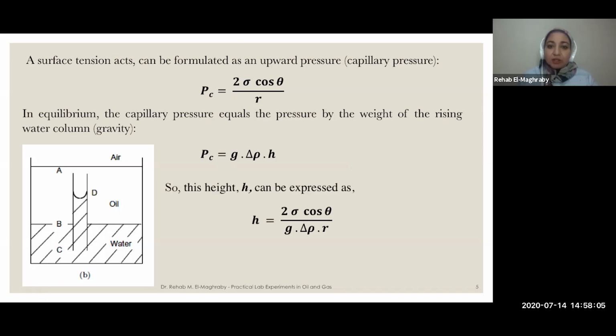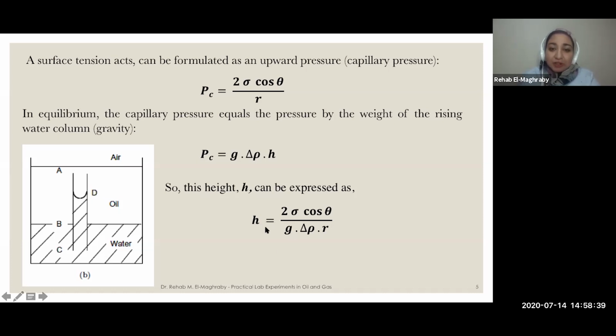So the height is a relation of interfacial tension, contact angle, gravity, and the density difference between the oil and the water or brine, and the radius of the capillary rise. So this equation represents the height, or the capillary rise, of the water in this capillary tube. If we take this capillary tube as a pool, or as a reservoir, it is the height of your water in this reservoir.